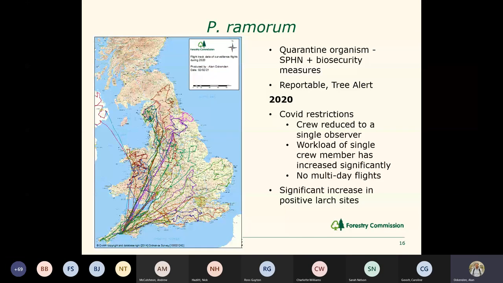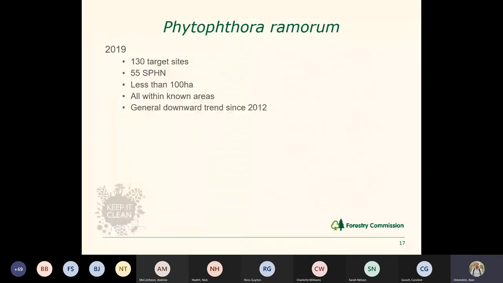But something that we did observe last year was a significant increase in positive larch sites. So we'll have a little look now at what's happened over the past couple of years and where we've ended up at the end of last season. Back in 2019, we had around 130 target sites, 55 SPHNs, and they were all really for quite small areas, quite often down to the level of single tree infections. And those were all within areas that we know were infected in previous seasons. And that's been the focus of a downward trend since about 2012.